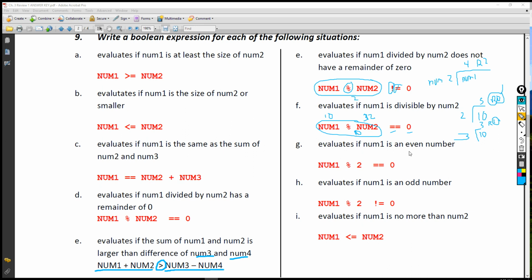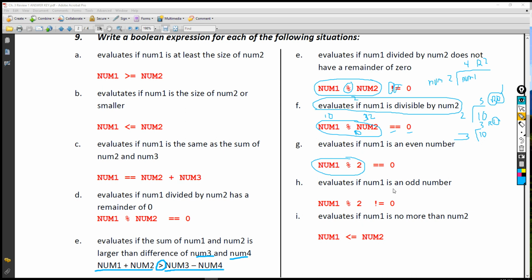Evaluates if num1 is an even number. Well, what makes a number an even number? An even number is any number that's divisible by 2. How do we decide if it's divisible by 2? We did it in F. All right? So if the remainder of num1 divided by 2 is 0, it's an even number. All right? So we're doing the same idea here. We're asking if num1 is divisible by 2.